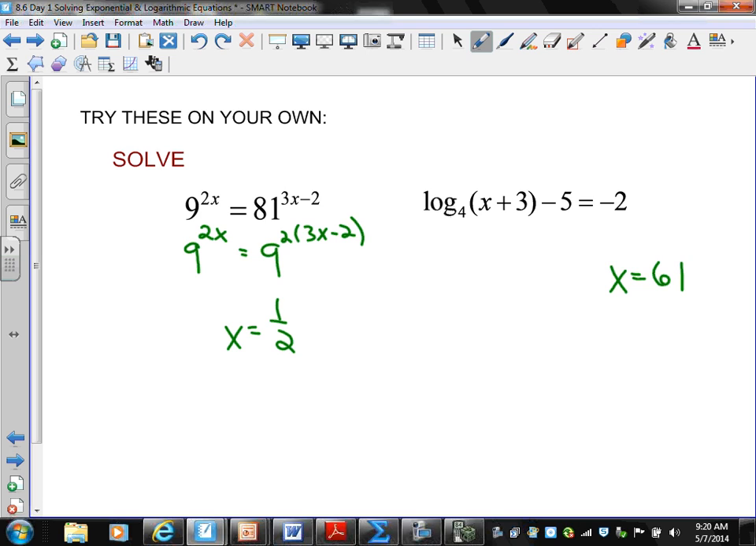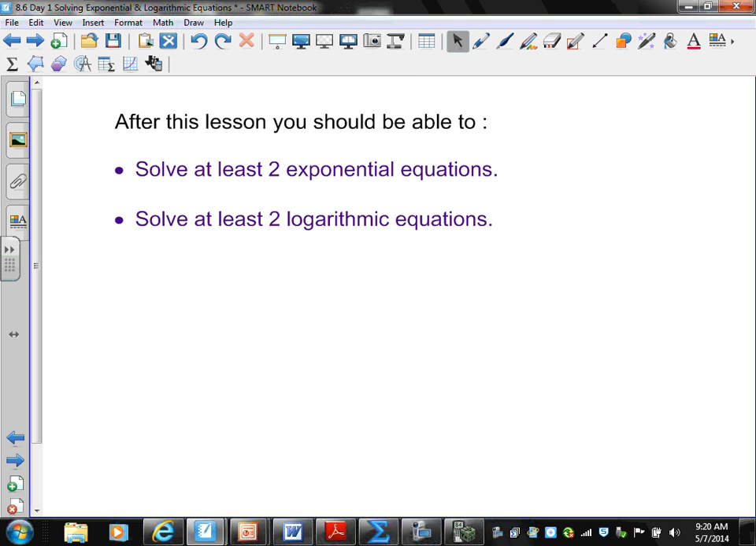So hopefully this was a good little practice, and hopefully this let us accomplish our goals of solving at least 2 exponential equations. We solved at least 2 logarithmic equations, and hopefully those last 2 you're actually able to do on your own. If not, get ready to ask some questions in class tomorrow, and we'll pick it up right there.